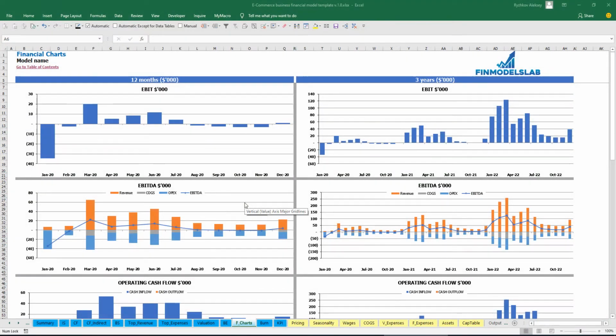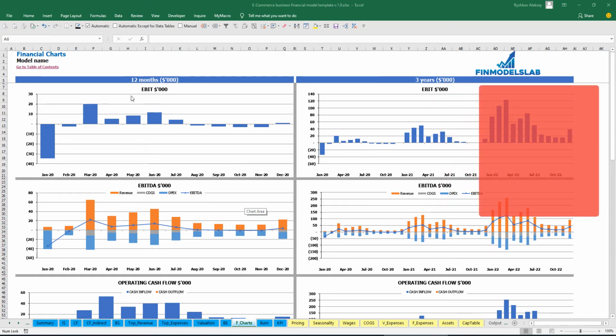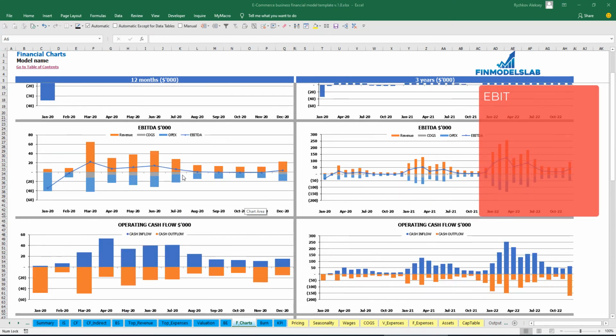On the financial charts tab, you may see 2 sets of charts with breakdown of some KPIs by 12 months or 3 years by months. So on the first set of charts, you may see the EBIT by months. The next one will show you the EBITDA breakdown with revenue, COGS and OPEX, and the blue resulting line EBITDA.